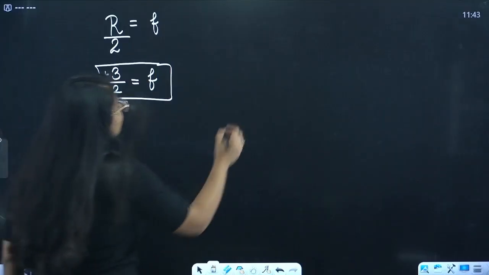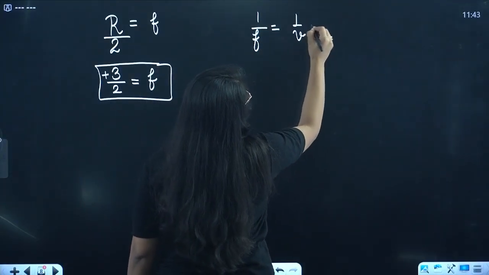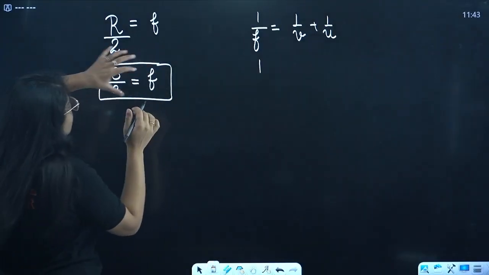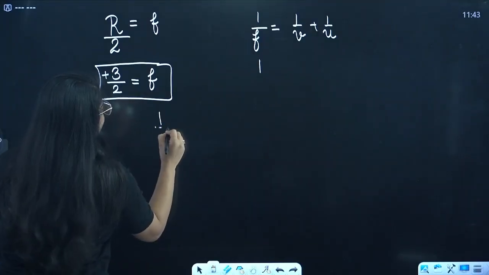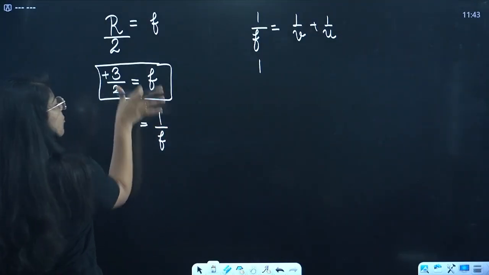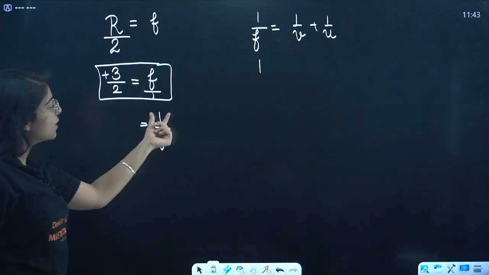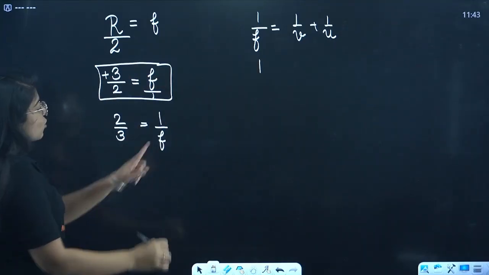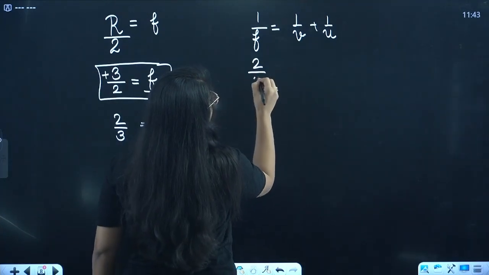Okay, so beta, we have 1 by F equals 1 by V plus 1 by U. 1 by F is what? See, F is 3 by 2. So 1 by F will simply be the reciprocal of this whole thing. F is 3 by 2, you reciprocate this whole thing, and 1 by F becomes 2 by 3.